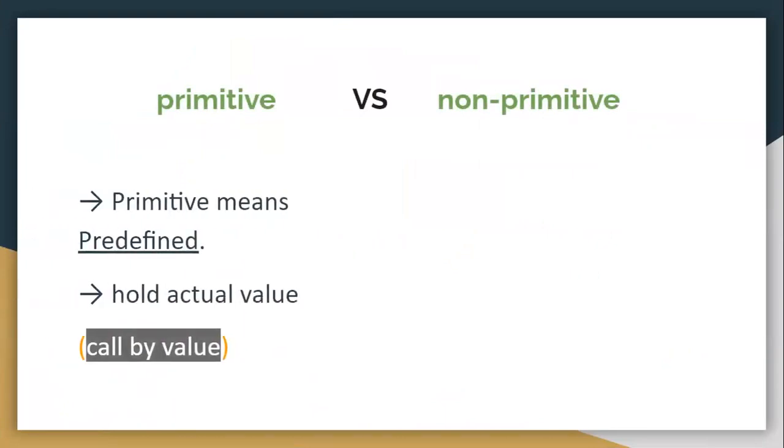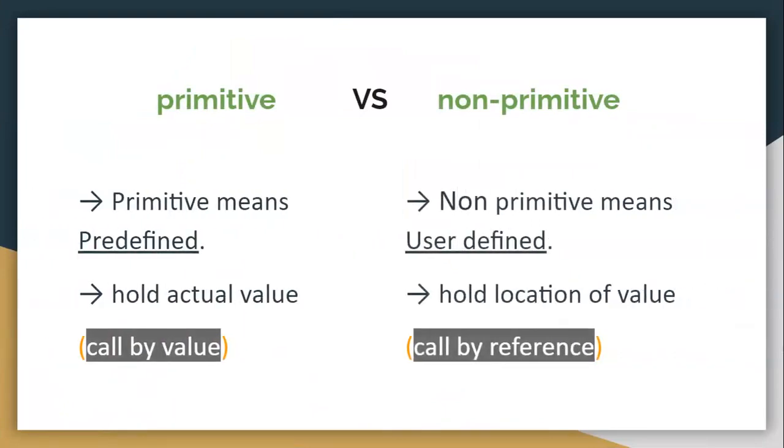there is a difference between the primitive and the non-primitive. Now we have earlier discussed that primitive is predefined and non-primitive is user defined. So user defined data types are used to ease the work of a user, and primitive are the default data types that are present. Now coming to the second point. The primitive is call by value, but the non-primitive is call by reference.